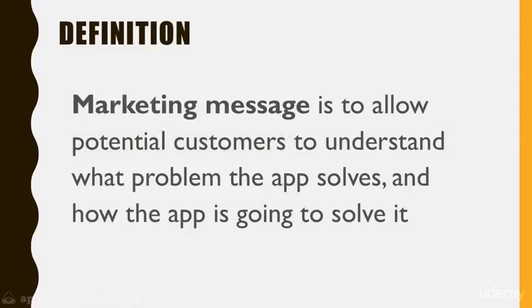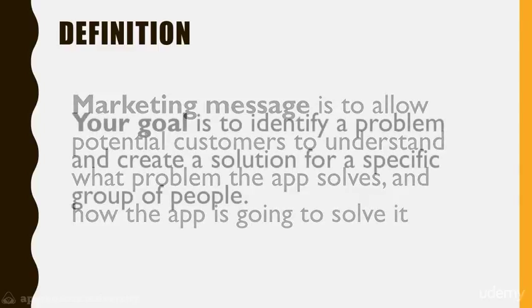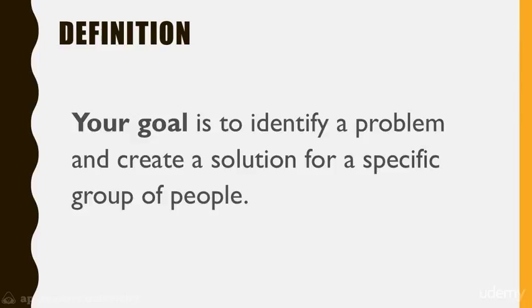The goal of a marketing message is to allow potential customers to understand what problem the app solves and how the app is going to solve it. Let's review it once more. You need to identify a problem and create a solution for a specific group of people, and when you have it, it is no less important to make sure people understand that this solution is right for them. Otherwise, no matter how good it is, nobody will know that.